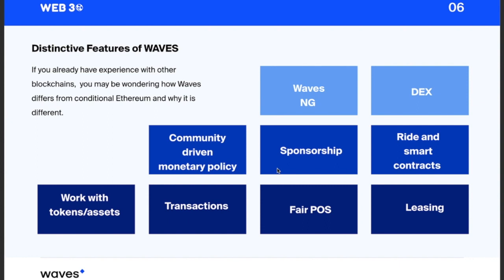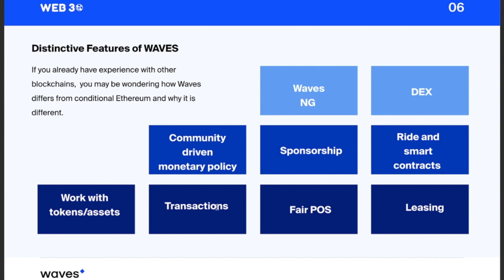Now, if you already have experience with other blockchains, you may be wondering how Waves differs from Ethereum, for example. The first thing, Waves works with tokens, with assets of its own. You can create your own token, your own cryptocurrency on the Waves blockchain. There are about 16 transaction types, and with these, you are able to implement different logic and different business ideas with the 16 types of transactions that are currently on Waves.